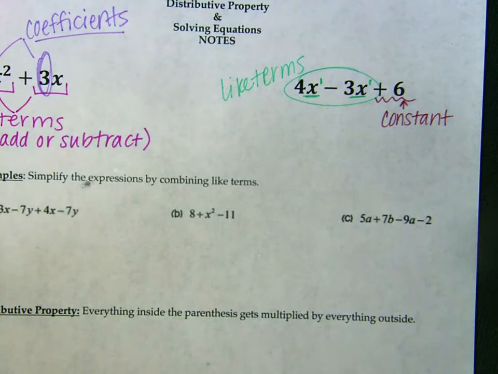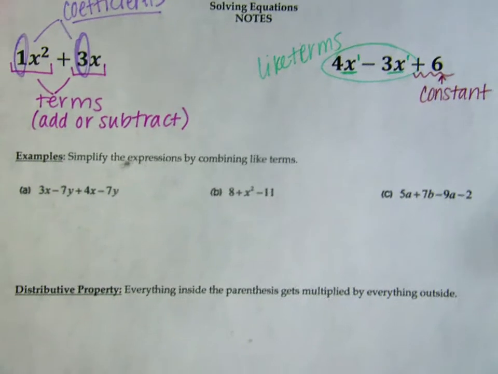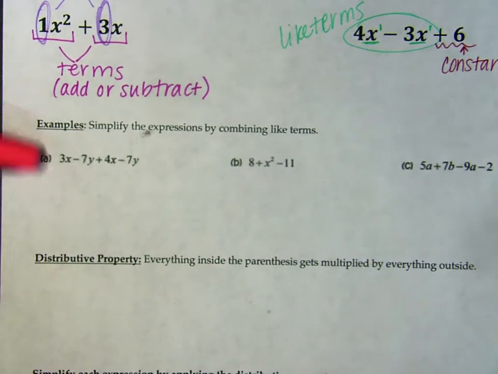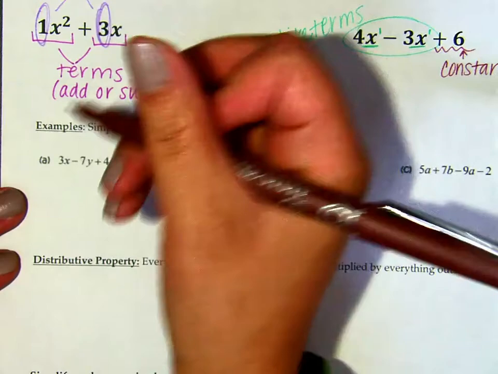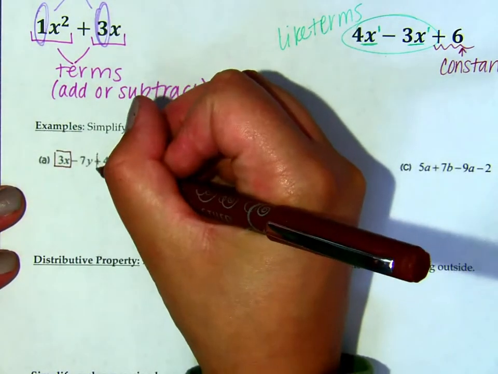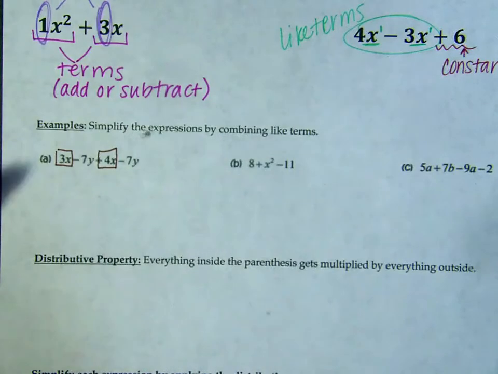I'm going to work through some examples with you, and the ones that I don't, I need you to practice before you come to class tomorrow. Simplify the expressions by combining like terms. Looking at this first one, I'm going to use two different colors. We have 3x minus 7y plus 4x minus 7y. I'm going to put a box around everything that has an x, and I'm going to circle everything that has a y.